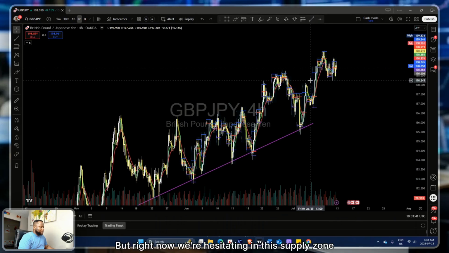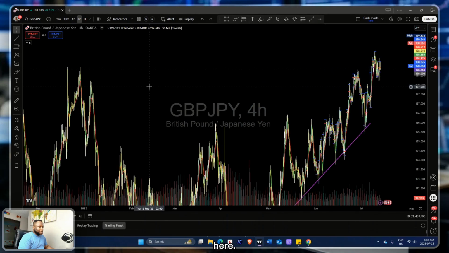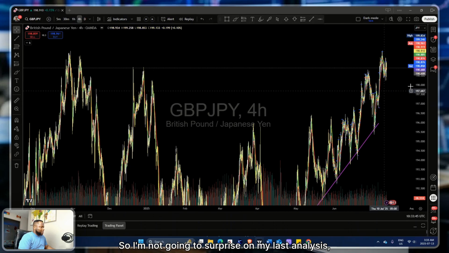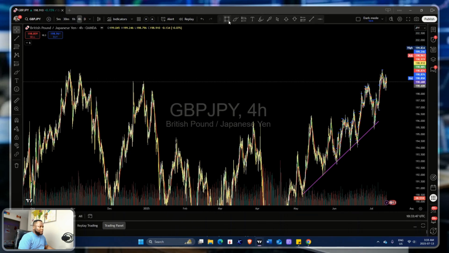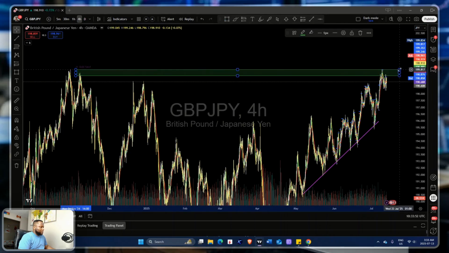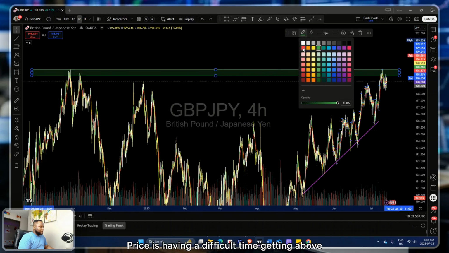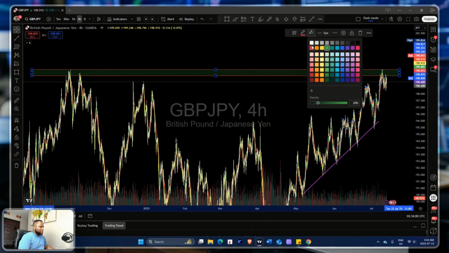All right, but right now we're hesitating in this supply zone here. So I'm not surprised on my last analysis. We have a supply zone or resistance zone right on this pair here at 199.58. Price is having a difficult time getting above this area.